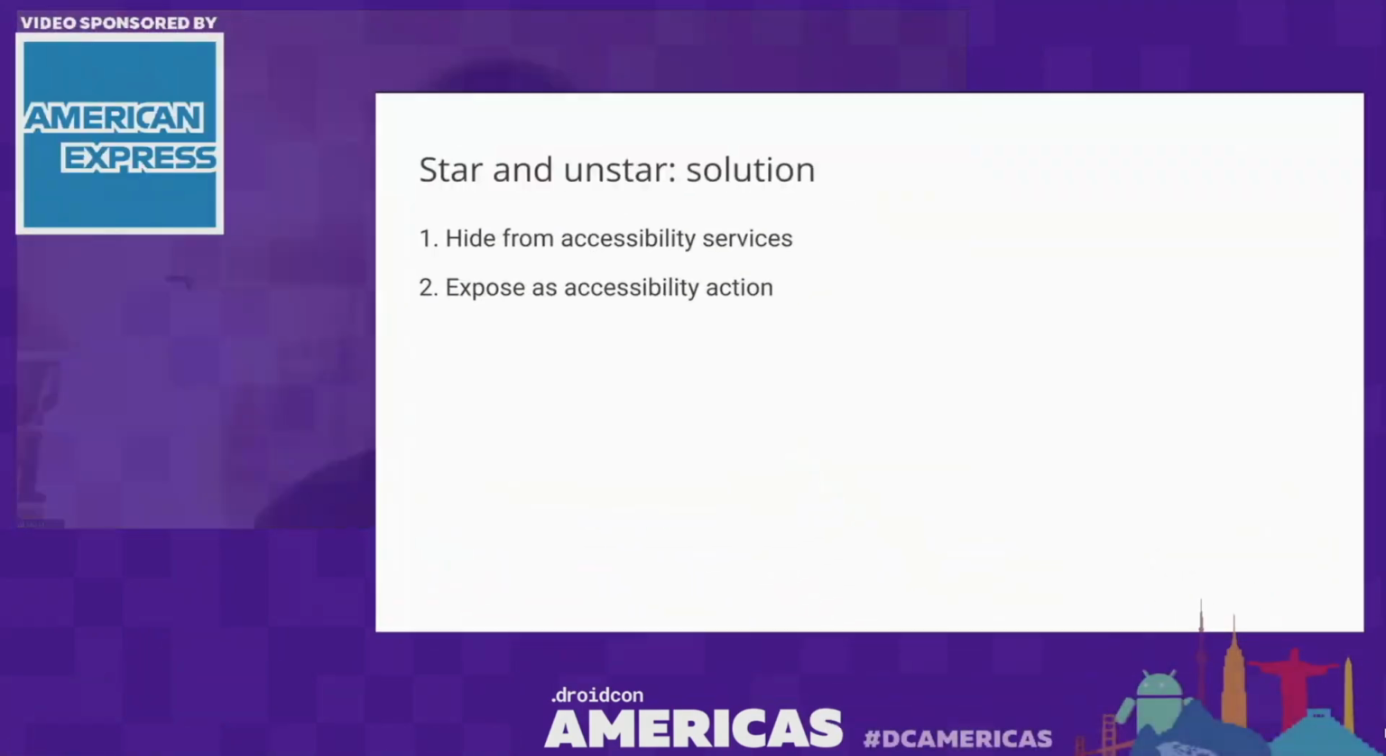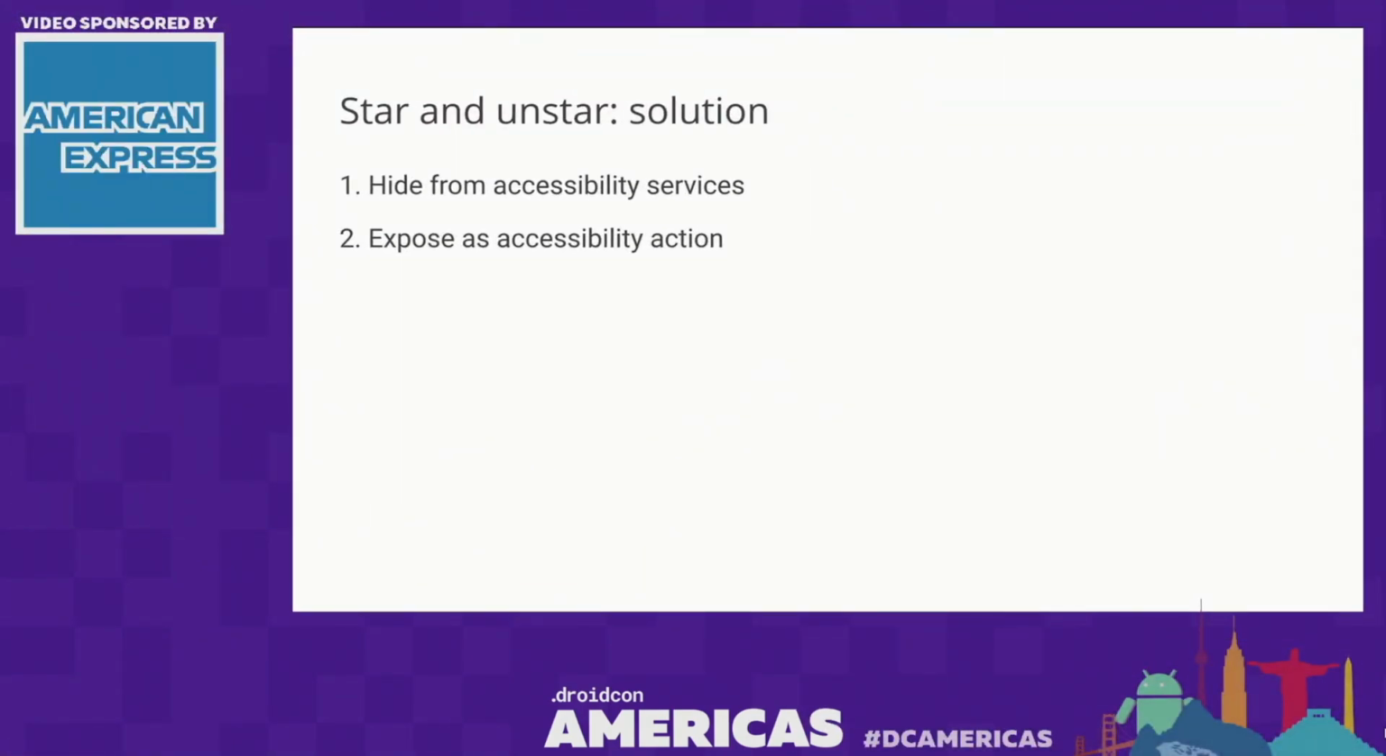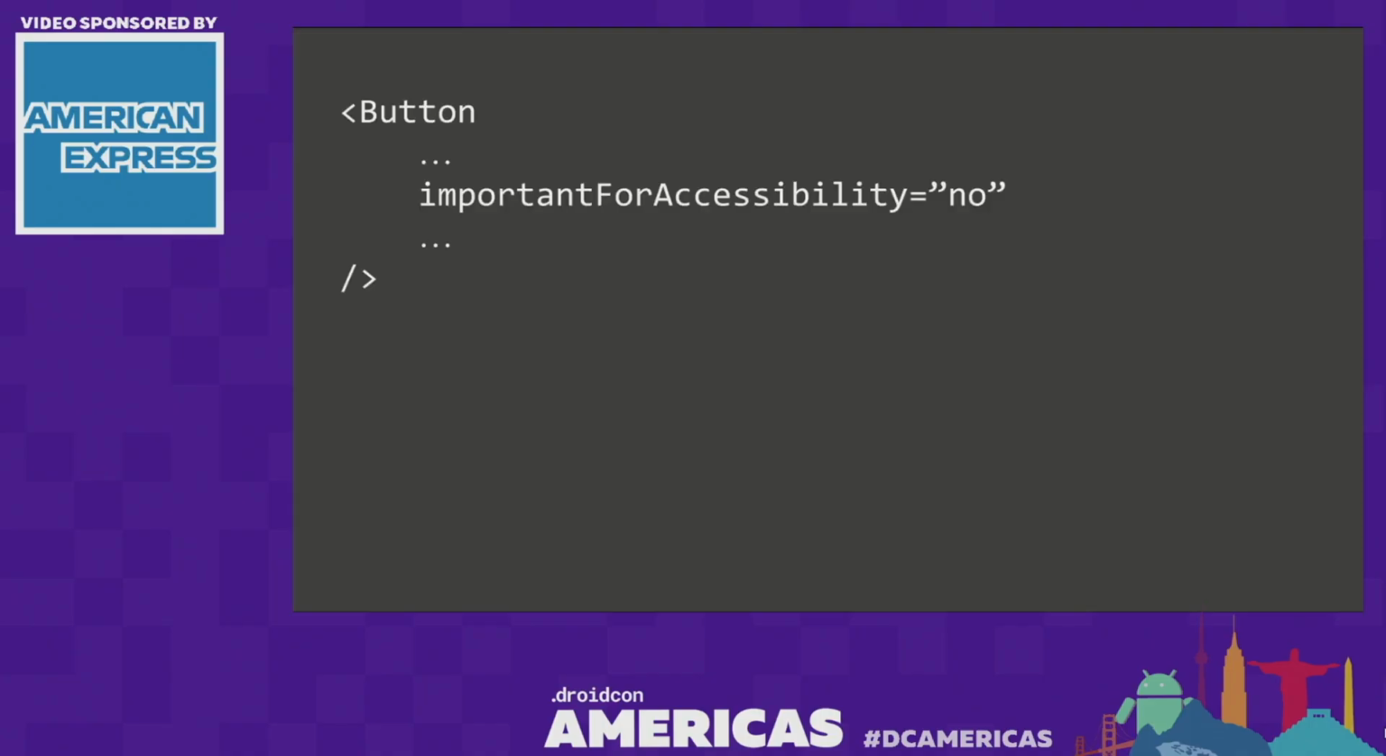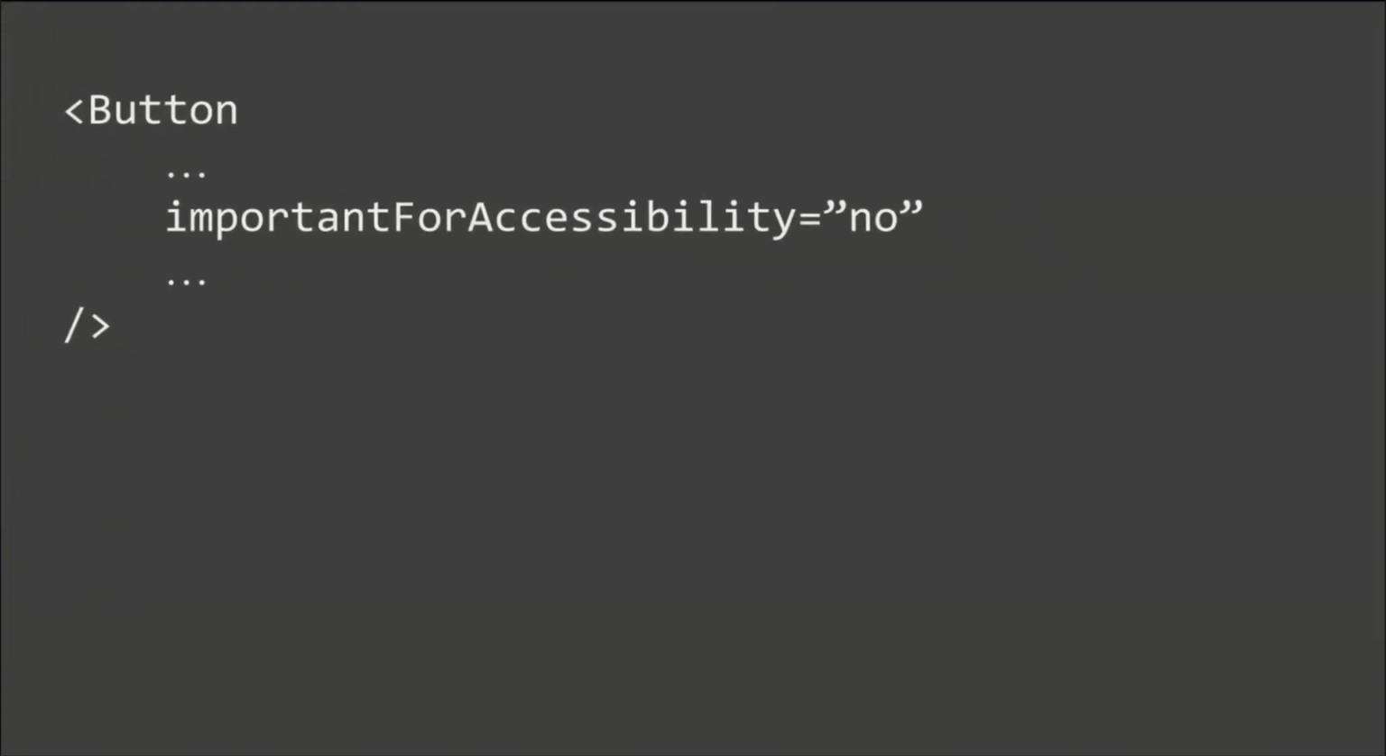So the better pattern, in my opinion, this is just my opinion, this is not gospel, is you take away the star and unstar logic from the accessibility service in the normal flow of things, and you expose it as an accessibility action. So what does that actually mean in practical terms? So let's say you have that button, which is the star and unstar.